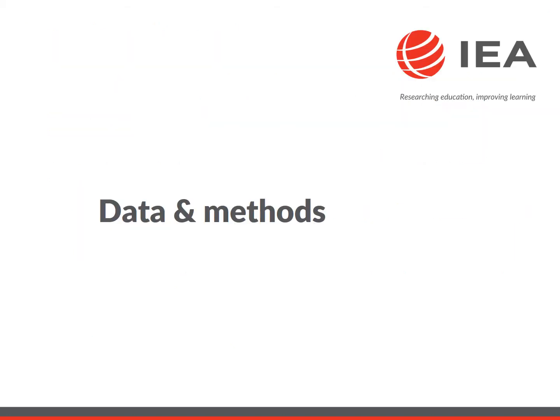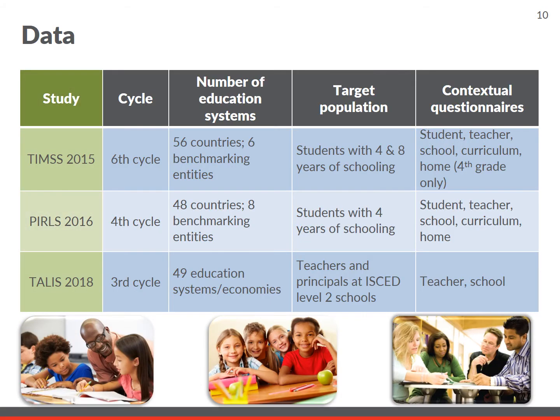Let's now look at the data and methods. We used data from three studies, TIMSS, PIRLS, and TALIS, using their most current cycles to examine similar scales invariance results. You can see that in each study, there are a large number of countries or education systems that form the groups for invariance testing. Each study has a certain target population or populations and conducts several contextual questionnaires to collect additional information from participants, such as attitudes and beliefs of students, teachers, and principals. For our study, we focused on the common questionnaires, teachers and schools, with school questionnaires being completed by school principals.